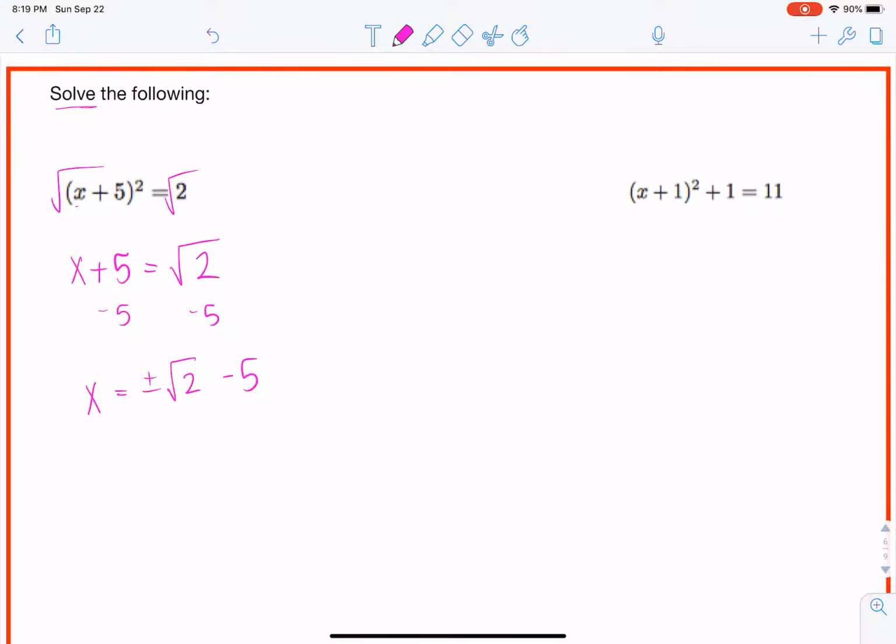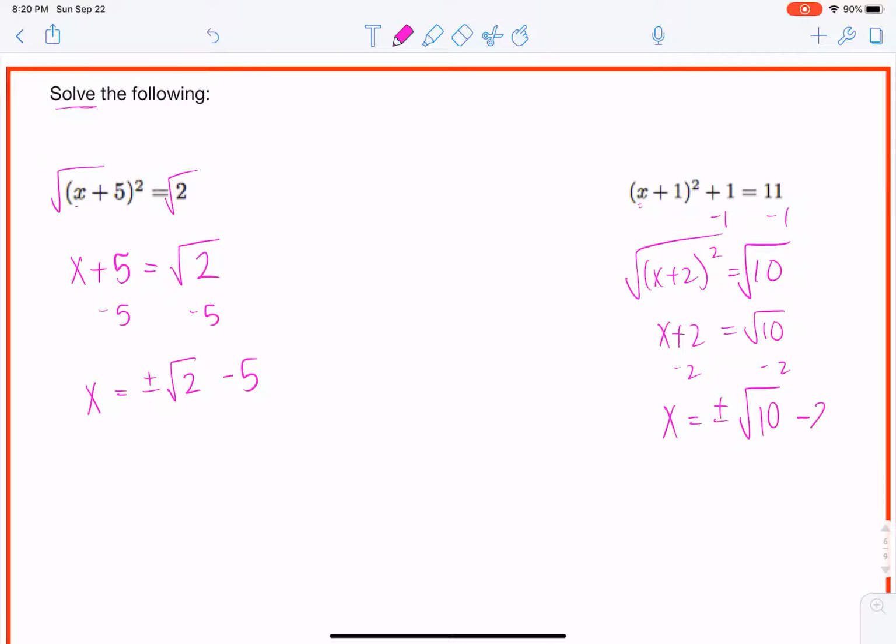Over here, I'll solve this one as well. So again, I'm isolating this x. I'll subtract 1 from both sides, so x plus 2 squared is equal to 10. I can take the square root of both sides. X plus 2 is equal to the square root of 10, and go ahead and subtract 2. So x is equal to plus or minus the square root of 10 minus 2. So just a few examples. Once we do complete the square and put our functions into what we call vertex form of a quadratic, we are able to solve by taking the square root.